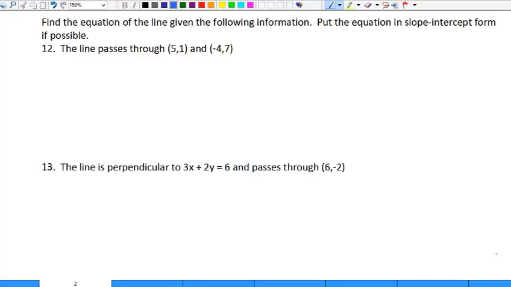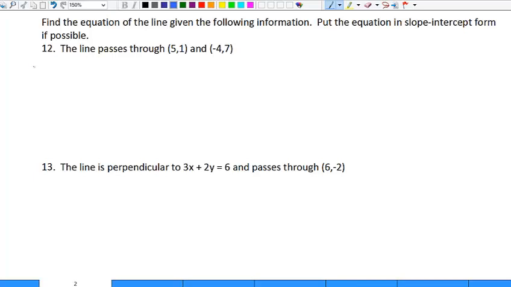Okay, so for the next section, we're trying to find the equation of a line given the following information. Put the equation in slope-intercept form if you can, and then use the information. So the first problem is requesting an equation of a line passing through 2 points.